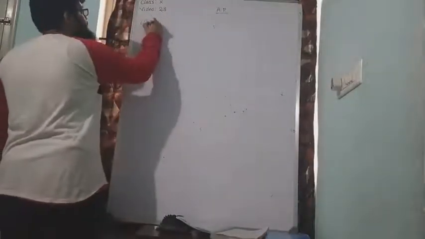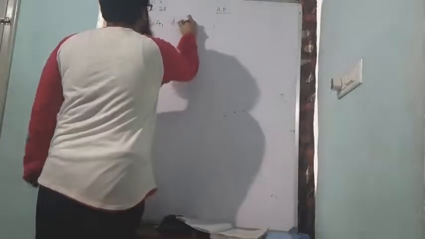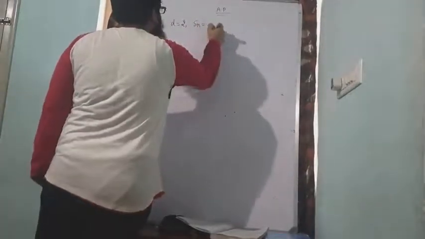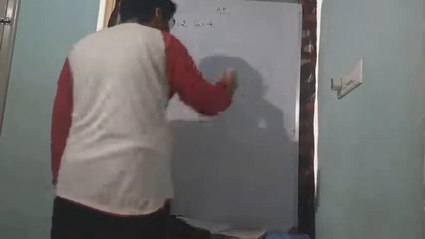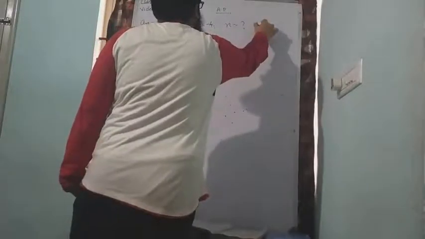Okay, so the question is: an is equal to 4, d is equal to 2, Sn is equal to minus 4, and you should find out n and a.